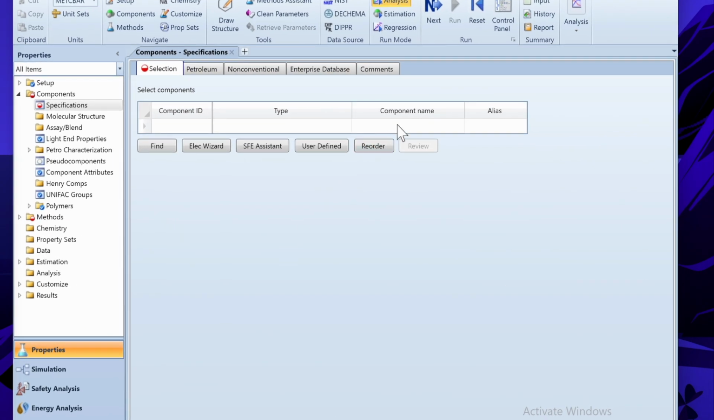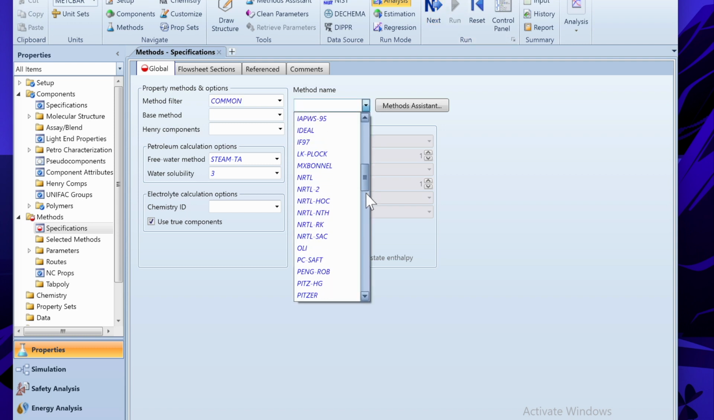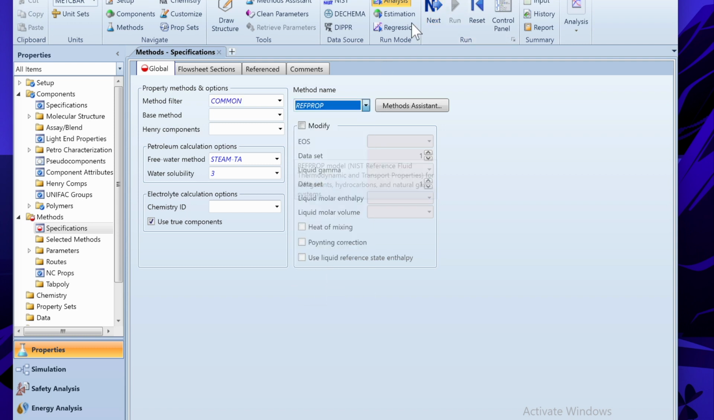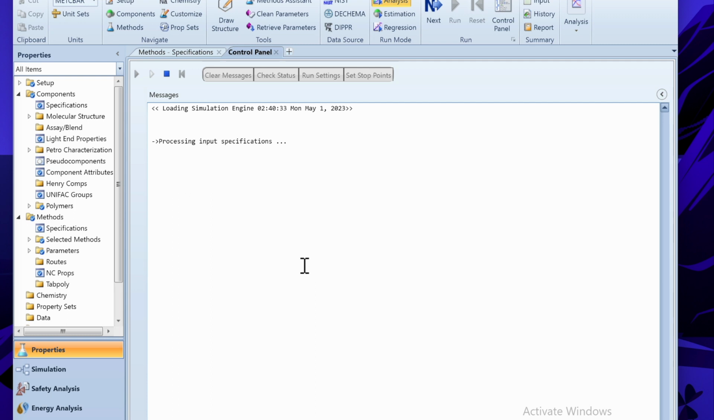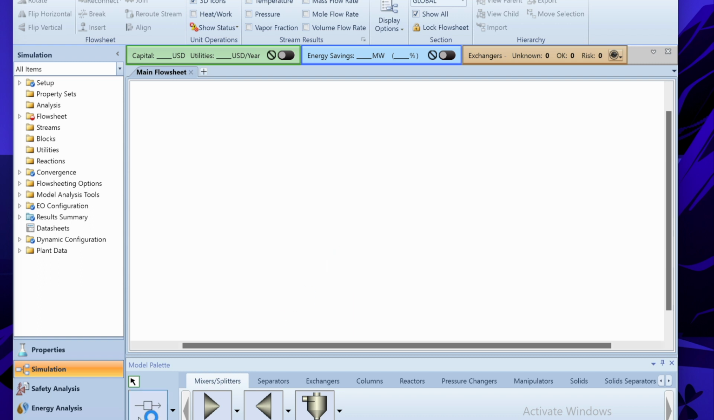First we have to input the components. Our component is CH2F2, which is our refrigerant R32. The method used is REFPROP. Aspen Plus is a very good tool to understand the flow rate and COP of the cycles. Now we will go to the simulation environment.